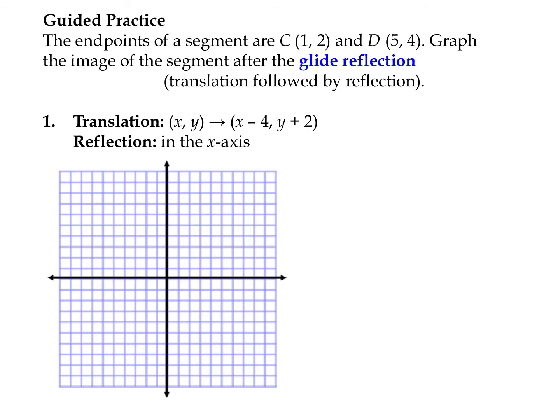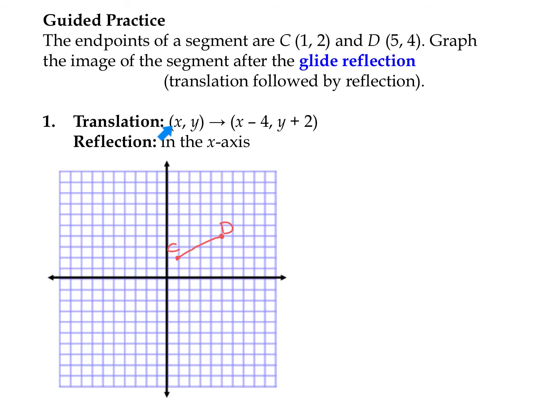So we have a segment CD, and I'm going to draw that original figure, CD. C is at 1, 2, and D is at 5, 4. Okay, so we've got 1, 2, and then 5, 4, and I'll draw in the segment there. That's C and D. So we've got our 2 points now. We're going to first translate them.